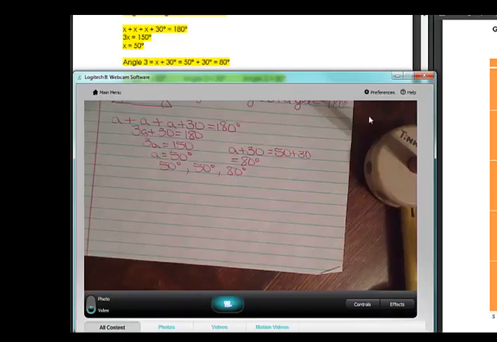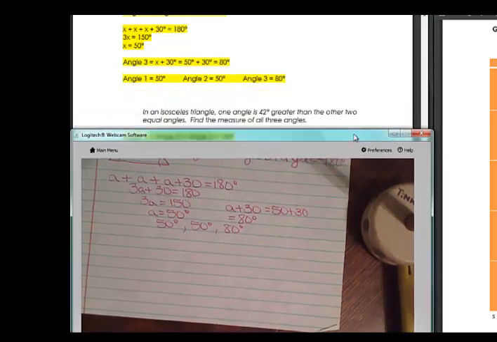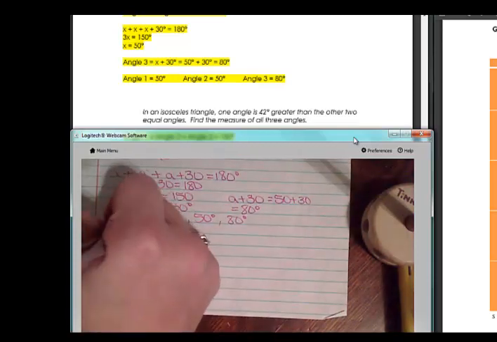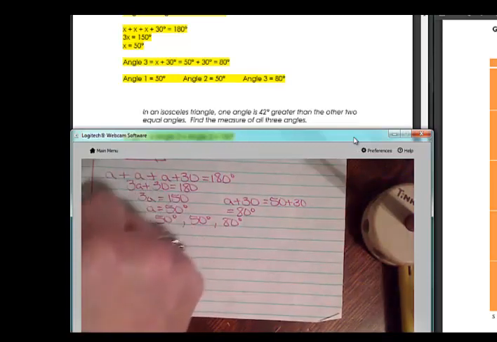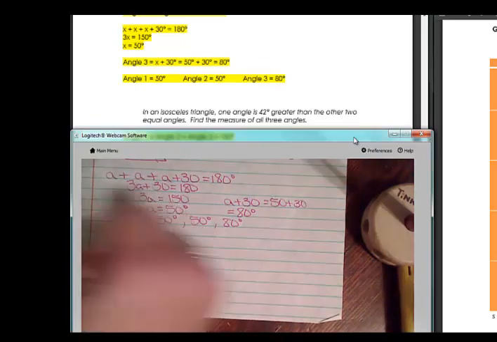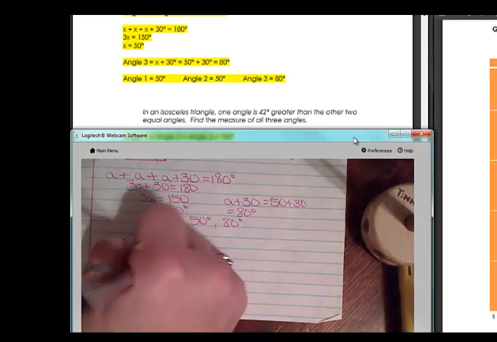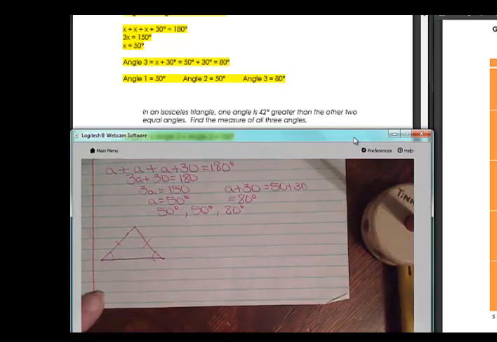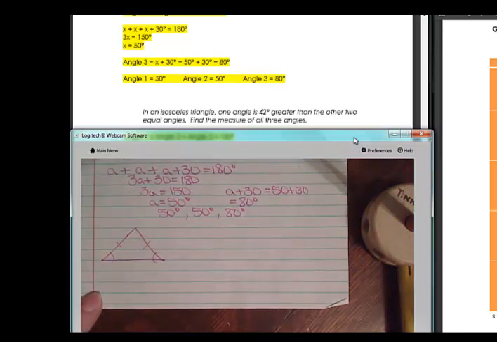Okay, this one says, in an isosceles triangle, so right there we're doing the same type of triangle we just had on the last problem, where we have two angles that match and two sides that match. So in an isosceles triangle, one angle is 42 degrees greater than the other two equal angles. Find the measure of all three angles.